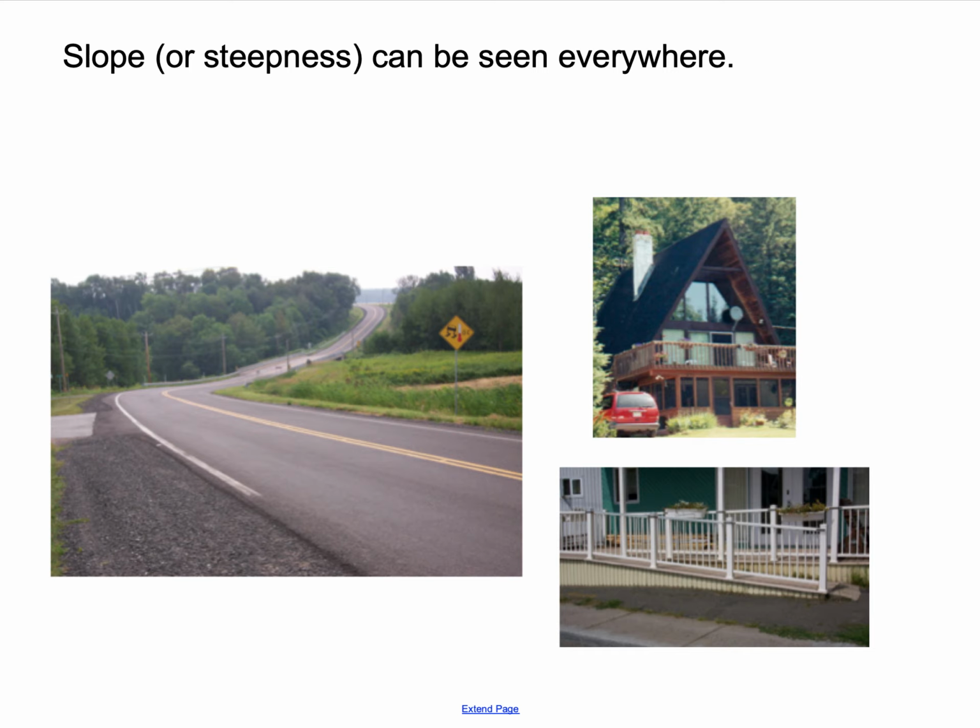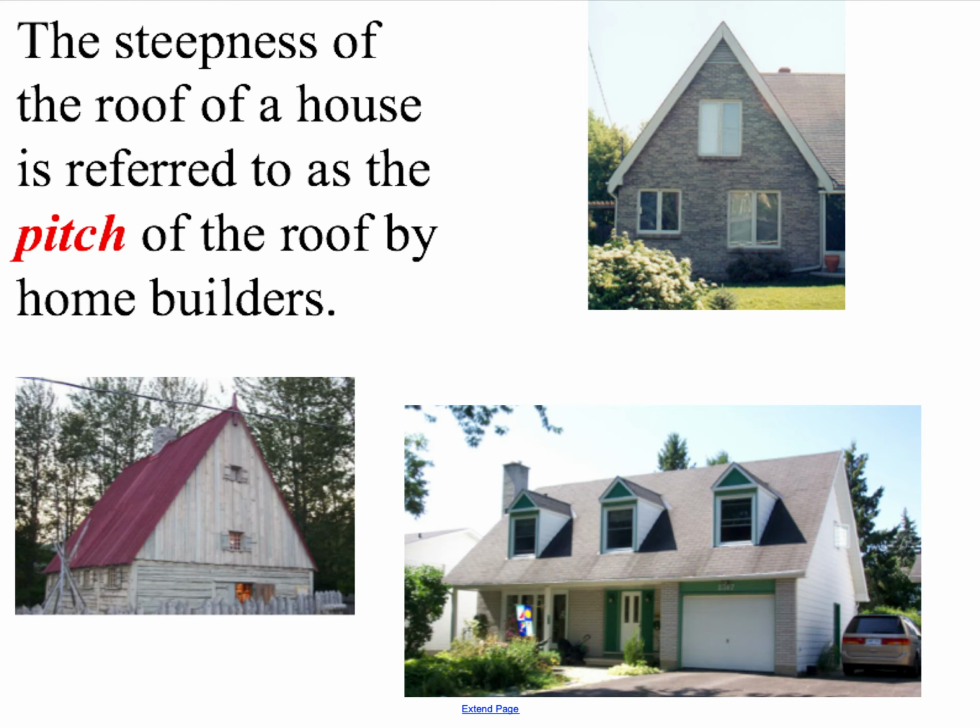For example, we can see it in our roads. Roads usually have some steepness to them. We can see it in the roofs of houses. And we can see it in ramps, like a wheelchair ramp. So starting off with roofs. The steepness of the roof of a house is referred to as the pitch of the roof by home builders.